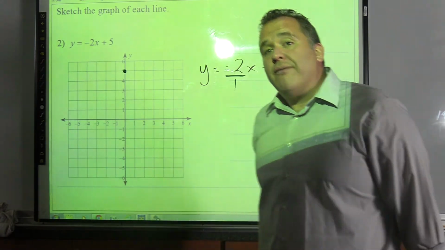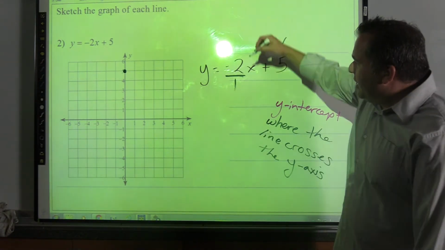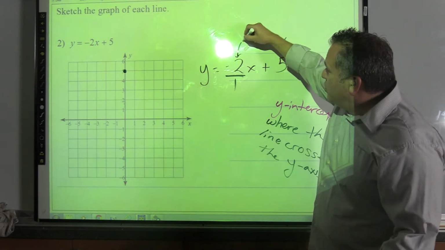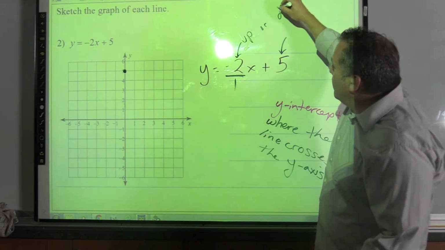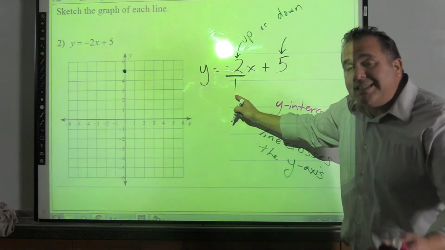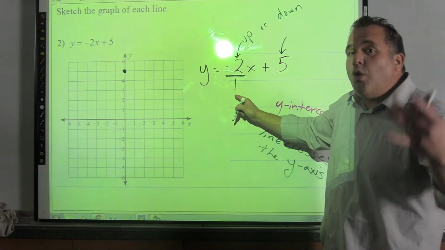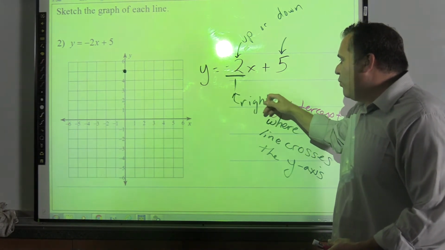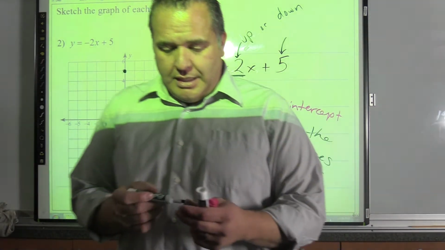Well, now we have to graph our slope. Now remember, this number on top of our slope tells us whether we need to go up or down. This number on the bottom, remember, I said that it's going to tell us how many times to go right. So this right here is going to tell us how many times to go right. Now, let's take a look.